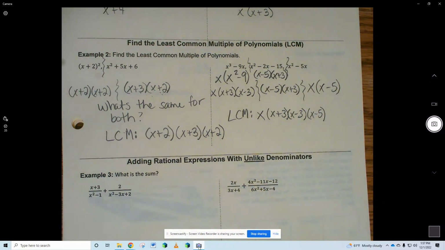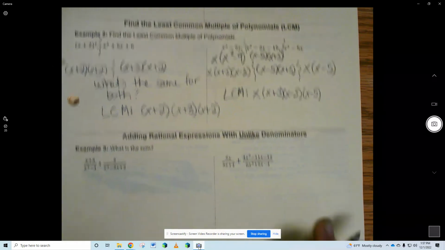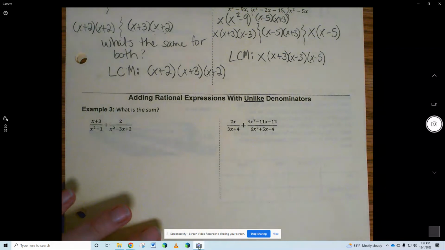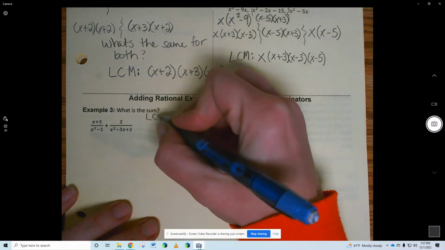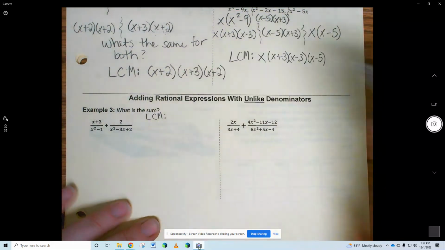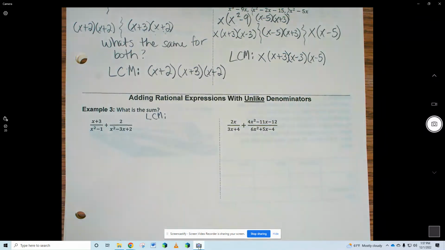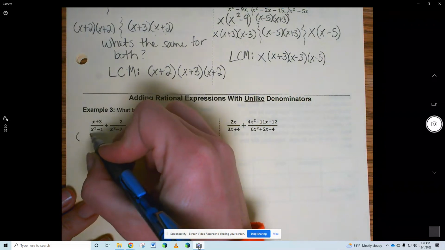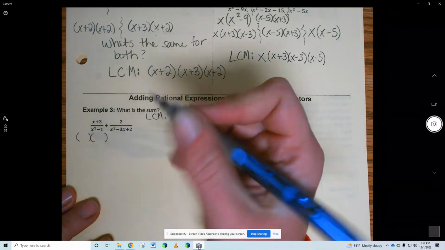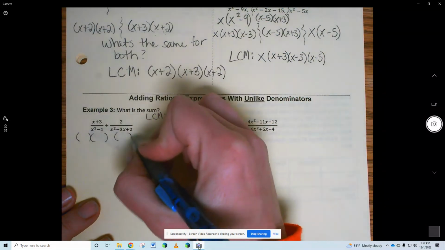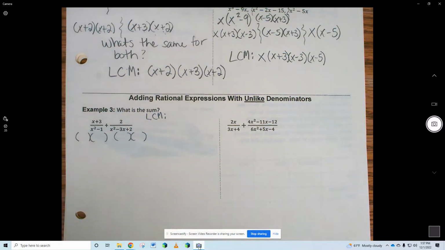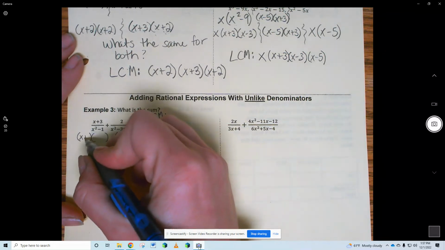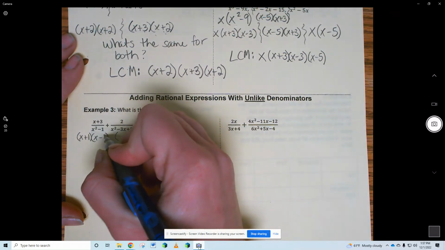So here we are, adding rational expressions with unlike denominators. All right, what is the sum? Okay, first task, we really need to figure out the LCM. So get everything in simplest form so we can see all these parentheses. x squared minus 1, difference of 2 squares. And then the second trinomial has to be factored. x plus 1, x minus 1.